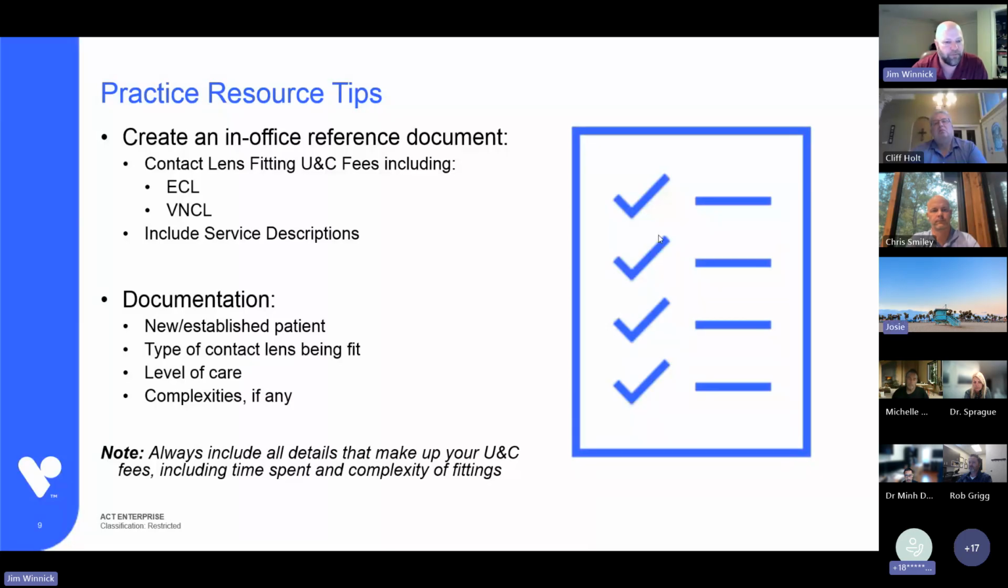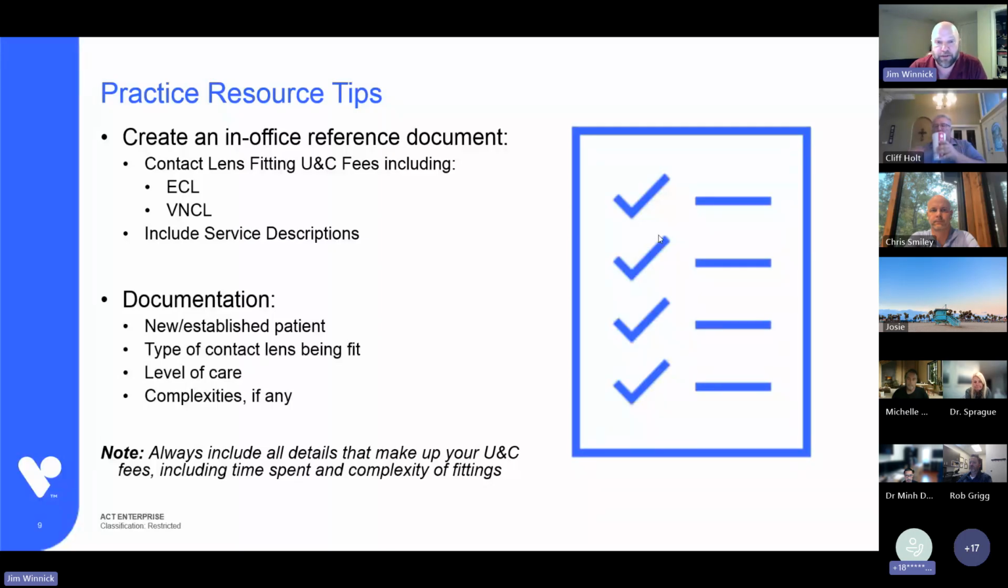Again, I separate the difference between a new patient and an established patient, and then the level of care and complexity that could be involved with that fitting, which usually translates to number of visits. But this document should be published, easily accessible if asked for, and clear. And it should match your billing practices.